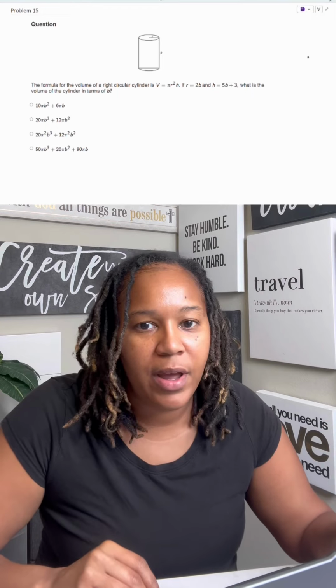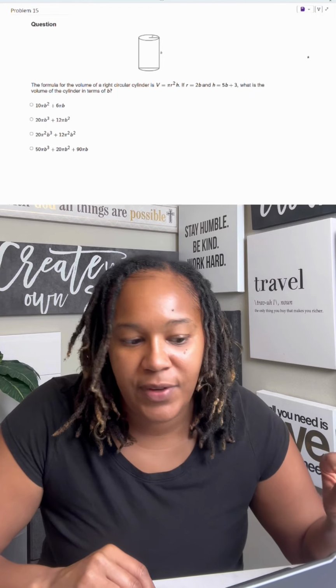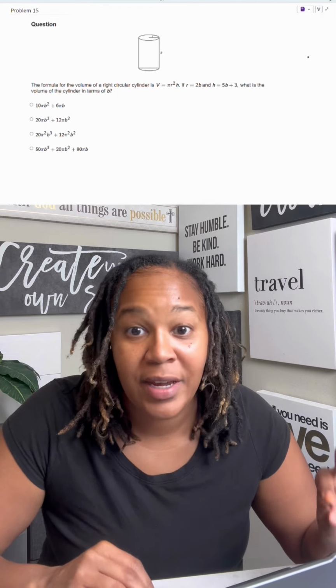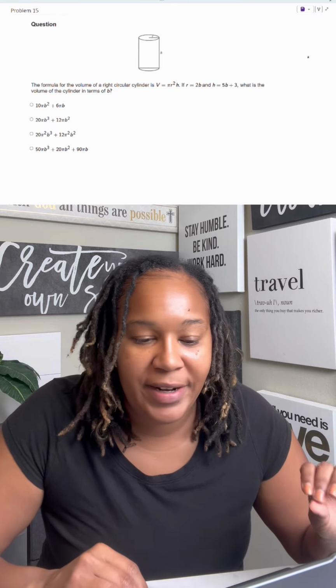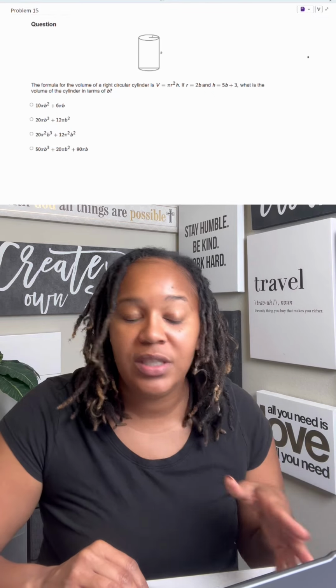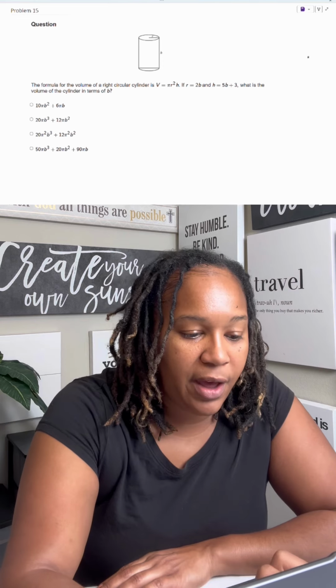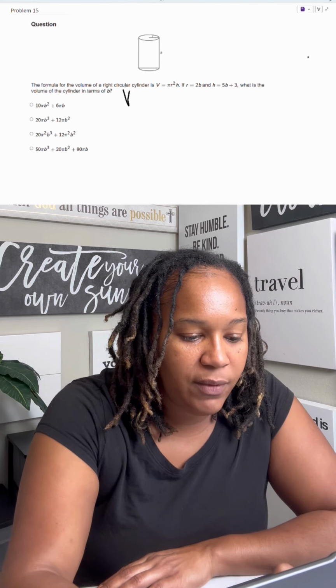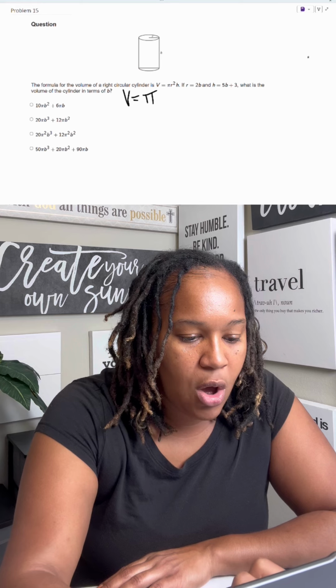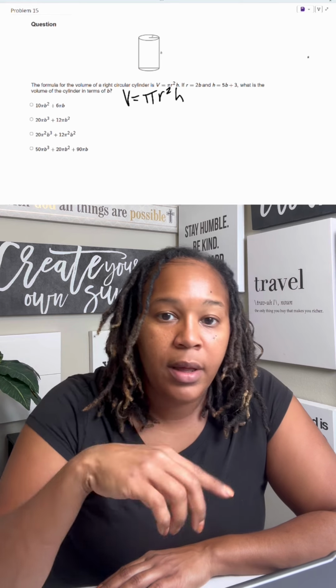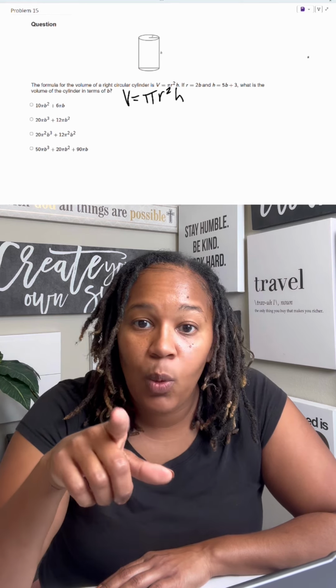The formula for the volume of a right circular cylinder is V equals pi r squared h. If r is equal to 2b and h is equal to 5b plus 3, what is the volume of the cylinder in terms of b? All right, so first thing we have is the volume of a cylinder, which is pi r squared h. And then it gives us what r is equal to.